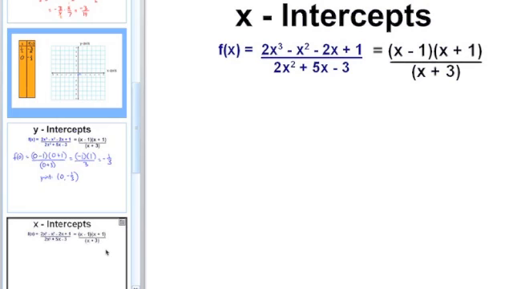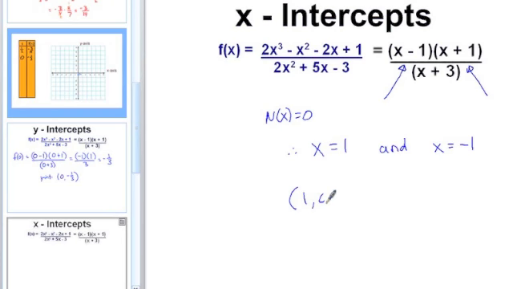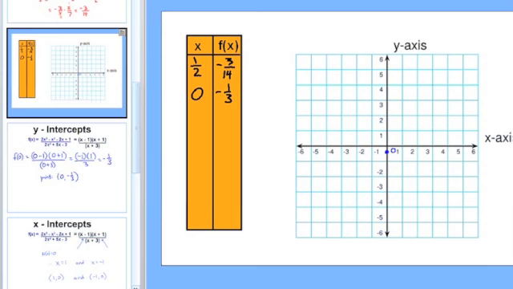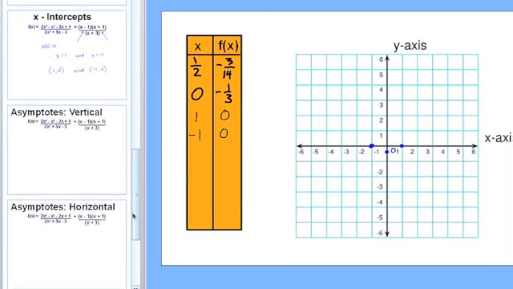Let's go on to x-intercepts. X-intercepts are nice because they're just going to give us more points on the graph. Once your function is factored, no problem, you have the x-intercepts already: (1, 0) and (-1, 0). Let's get those down as well. Okay, we're starting to take shape. We can almost start to see what this graph might look like, at least in that small area.